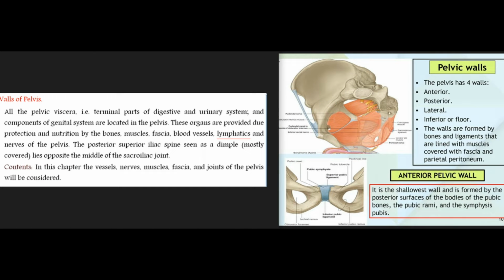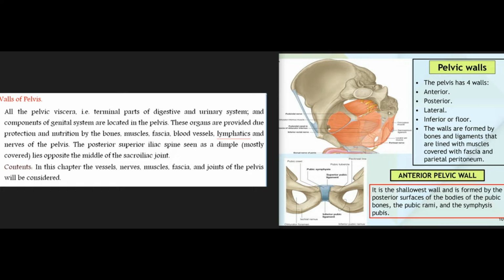Walls of pelvis. All the pelvic viscera, i.e. terminal parts of digestive and urinary system, and components of genital system are located in the pelvis. These organs are provided due protection and nutrition by the bones, muscles, fascia, blood vessels, lymphatics and nerves of the pelvis. The posterior superior iliac spine, seen as a dimple, mostly covered, lies opposite the middle of the sacroiliac joint.